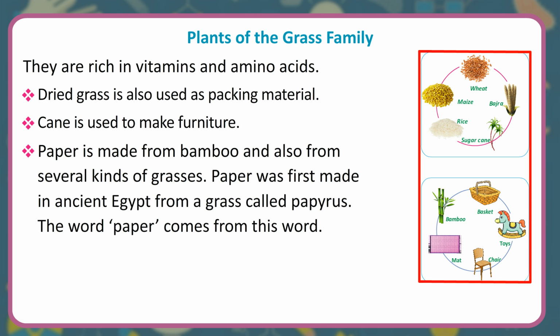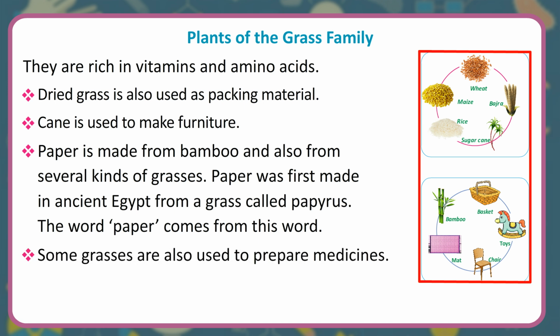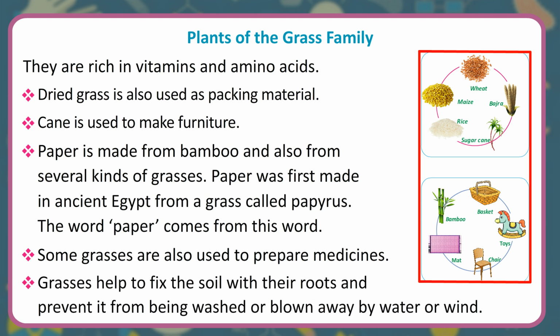Paper was first made in ancient Egypt from a grass called papyrus. The word paper comes from this word. Some grasses are also used to prepare medicines. Grasses help to fix the soil with their roots and prevent it from being washed or blown away by water or wind.